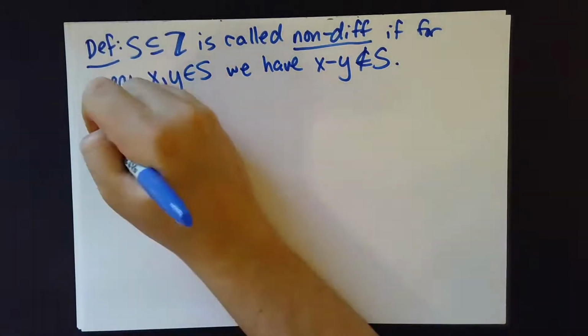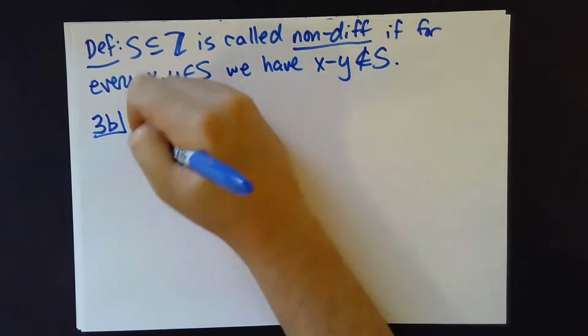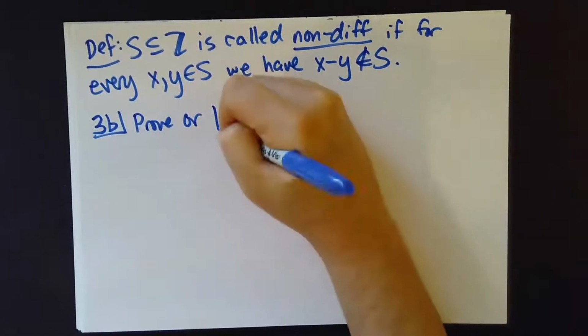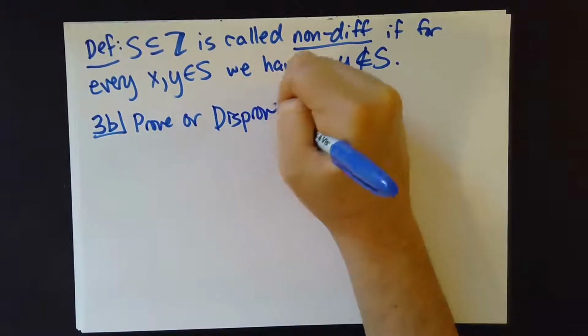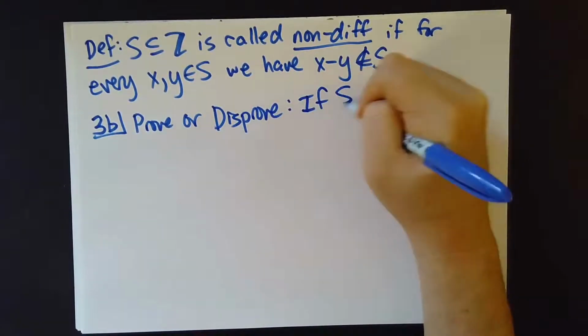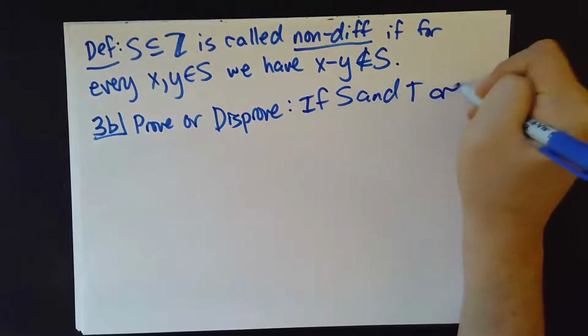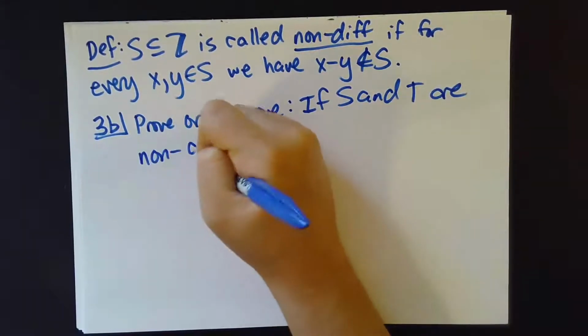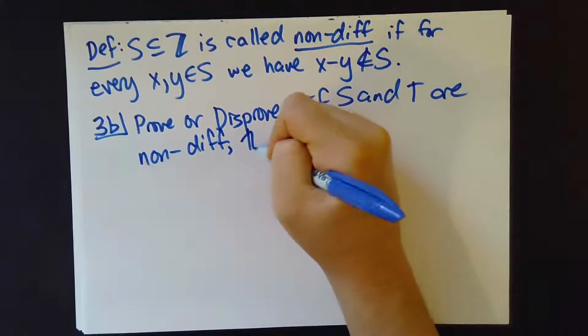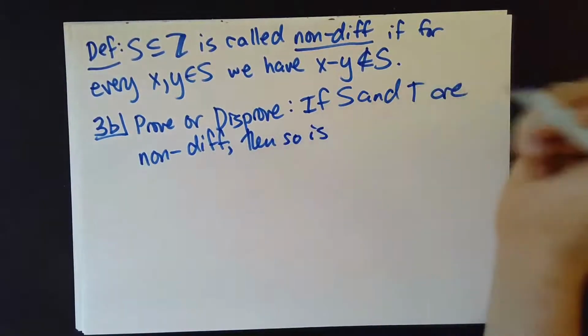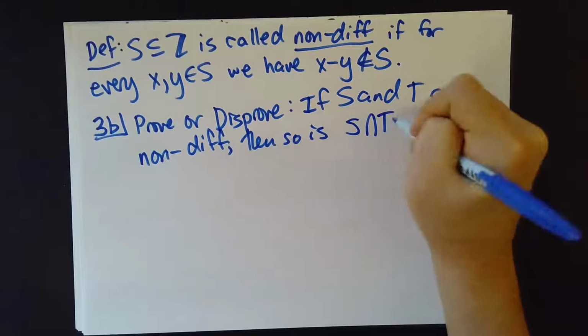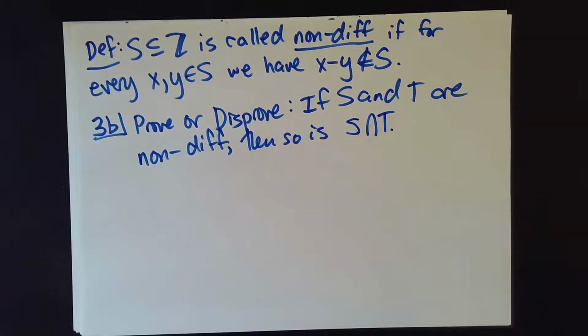Okay. So then 3b is prove or disprove: if S and T are non-differentiable, then so is S intersect T. And so first question, I suppose, is based on what you've done and thought about, do you think it's true or false?